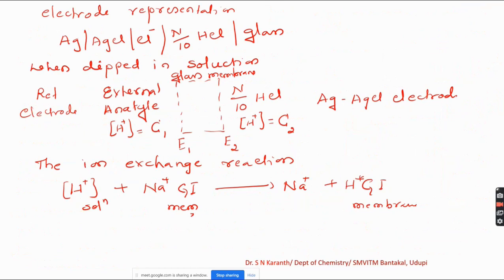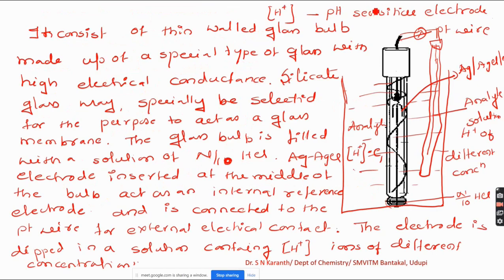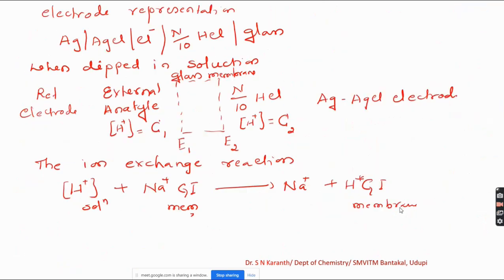Then the electrode can be represented this way. It contains the internal reference electrode, the silver chloride electrode, which we write first, that is AgCl. This electrode is present here in the middle. We simply represent it as Ag bar AgCl bar Cl minus. In turn, this electrode is in contact with N by 10 HCl, which in turn is in contact with the glass. So we represent it as Ag bar AgCl bar Cl minus bar N by 10 HCl bar glass.